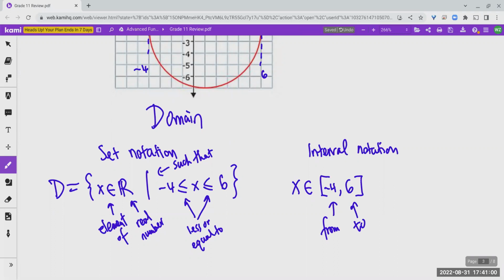Now, why the square brackets? Square brackets mean inclusive. You are including the number 6 and you're including the number -4. Why? Because x can be those values. If you don't use square brackets, you wouldn't be including those numbers and you will be wrong. So brackets do matter.